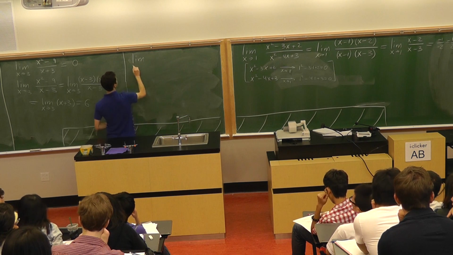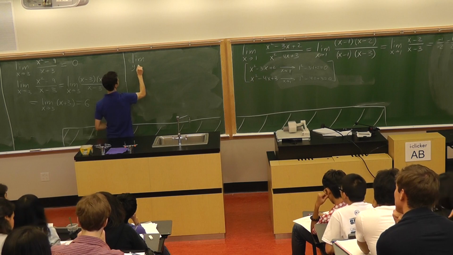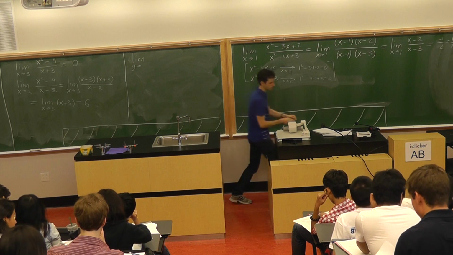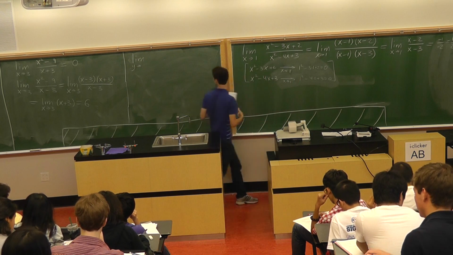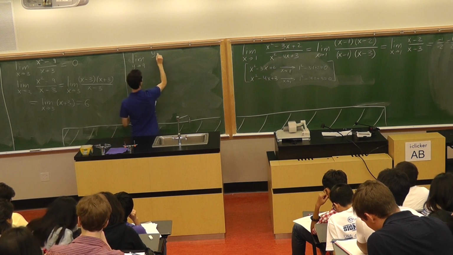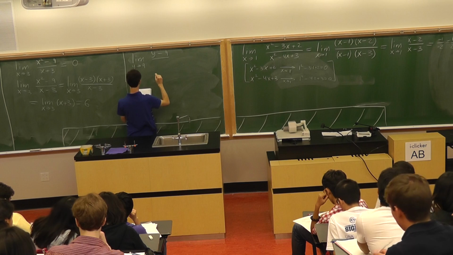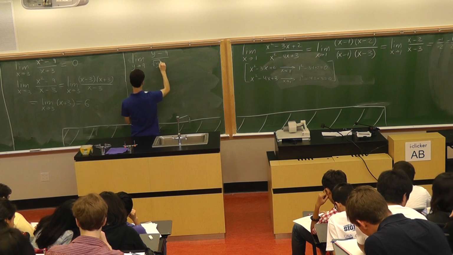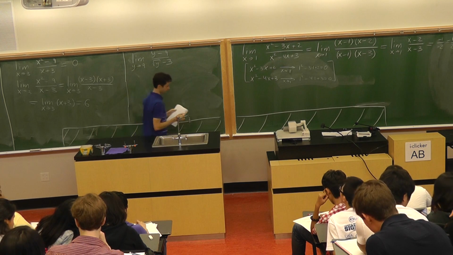Such an example. Limit as y tends to 9 of (y minus 9) divided by (square root of y minus 3).